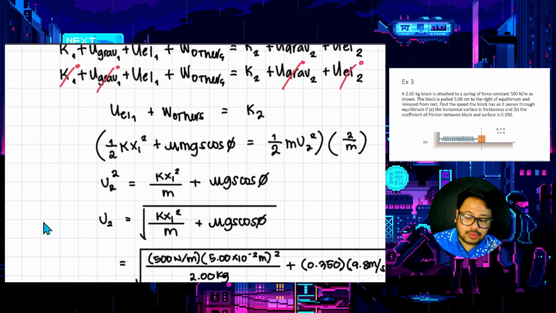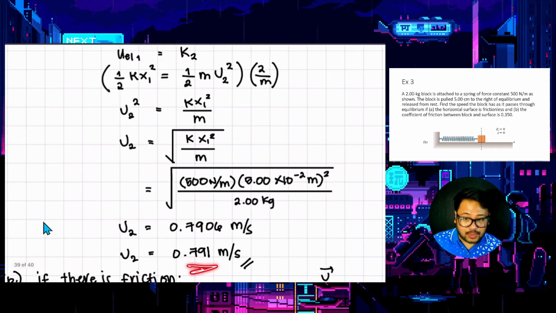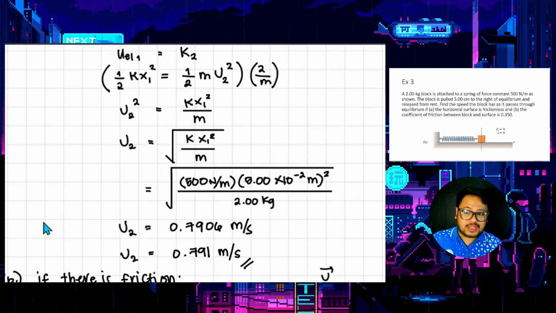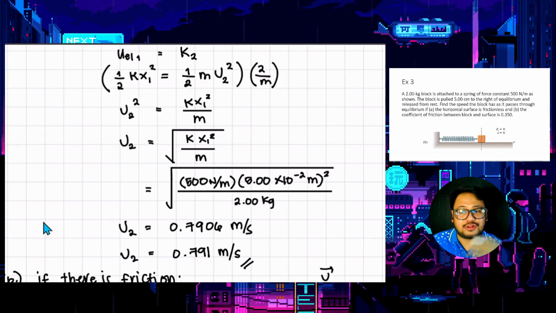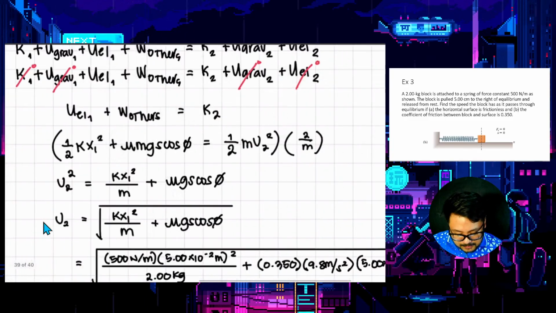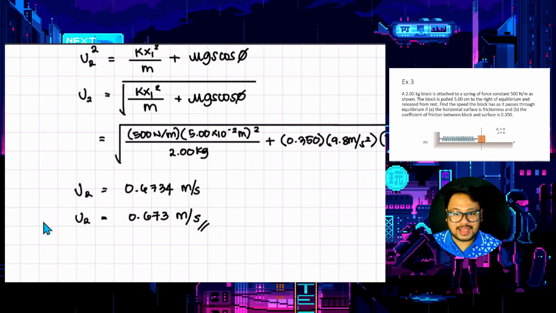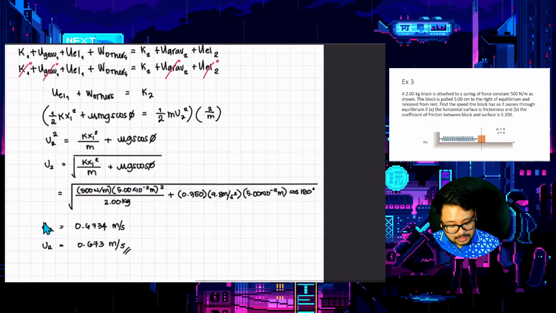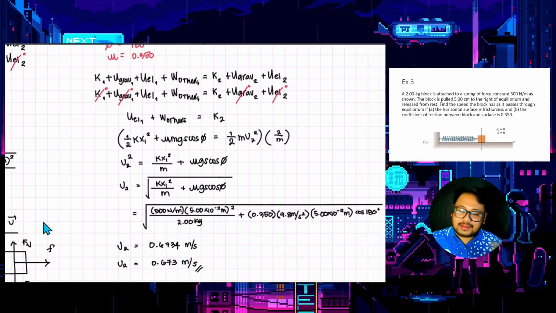So what we expect for the speed is that it should be lesser than what we got in A. We got 0.791 meters per second. So we expect lesser than that because we have work done by others. We have the work done by friction, and friction opposes motion. So the speed now is equal to 0.673 meters per second. It now agrees with our understanding that if there is work done by other forces, especially friction, our speed will always become lesser.